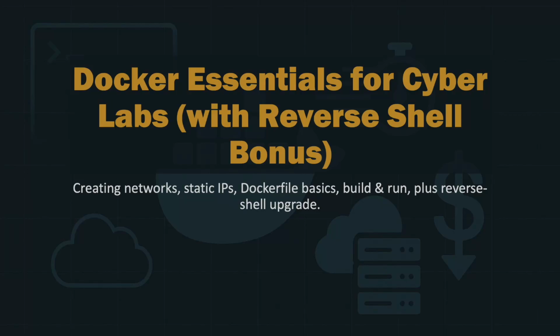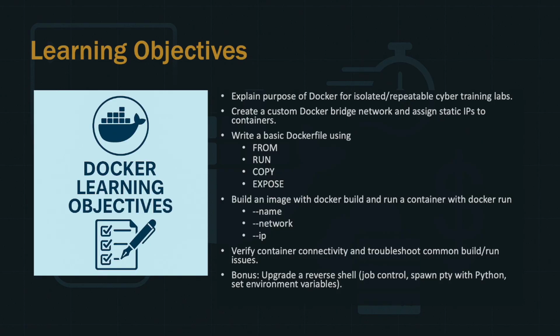Welcome to Docker Essentials for Building Cyber Labs. By the end of this session, you'll understand how Docker helps create isolated and repeatable cyber labs. You'll learn how to make a custom Docker network with static IPs, write a simple Dockerfile using the core commands FROM, RUN, COPY, and EXPOSE, then build and run your container with specific options for naming and networking. We'll also verify that everything works correctly and go over a few quick troubleshooting tips.